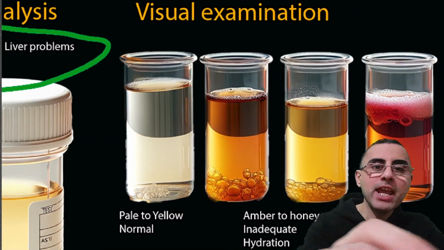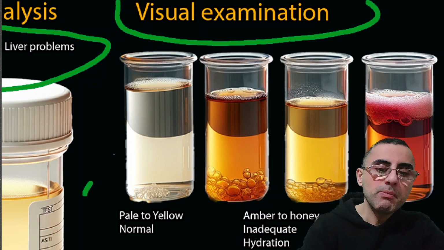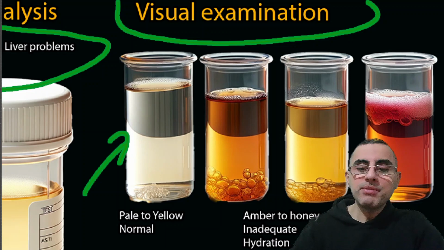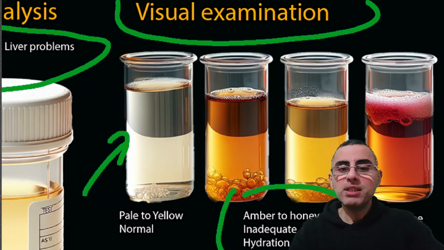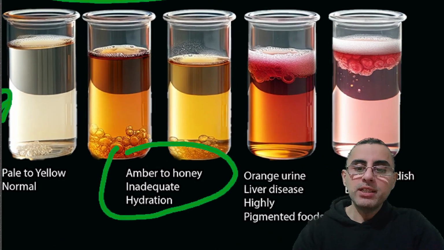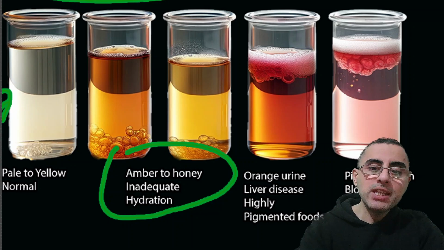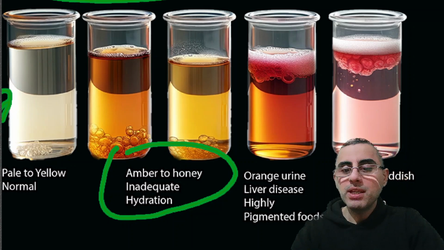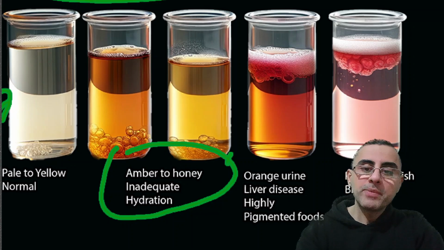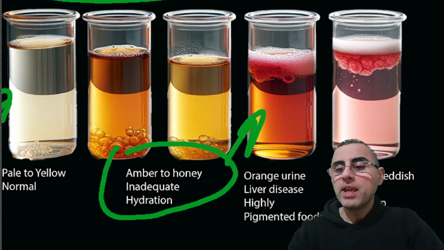First, we pay attention to visual examination of urine. Urine normally should be pale to yellow. Sometimes it's amber to honey. It means inadequate hydration. It means the person needs to drink more water. Sometimes urine is orange. Orange color indicates liver problems, but in some cases the person can eat highly pigmented foods, dark foods, and urine can be colored orange.